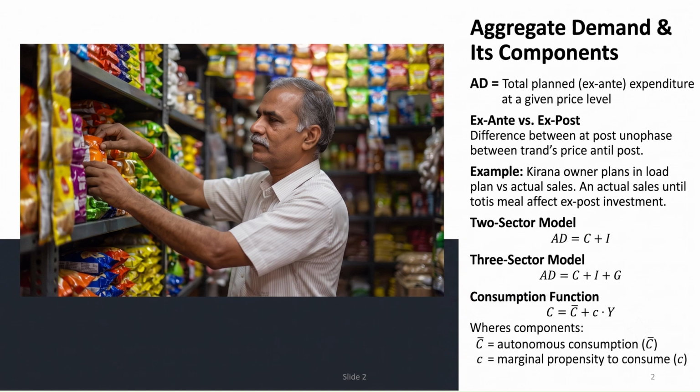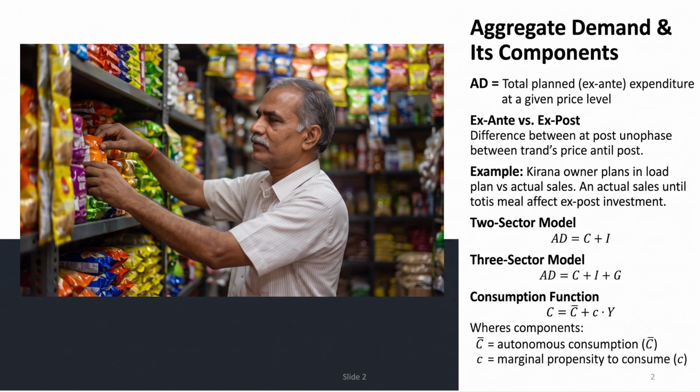Look at the screen. Here is our starting point, aggregate demand. In simple terms, aggregate demand is the total planned spending across the nation. In a basic two-sector economy, it's what the consumer plans to spend, household consumption, C, plus what businesses plan to invest, business investment, I. We can also say that AD is equal to C plus I.